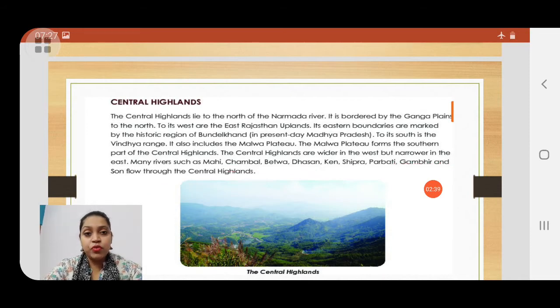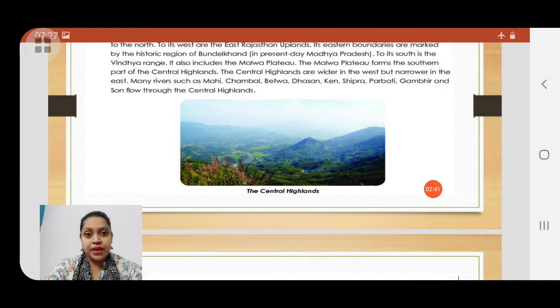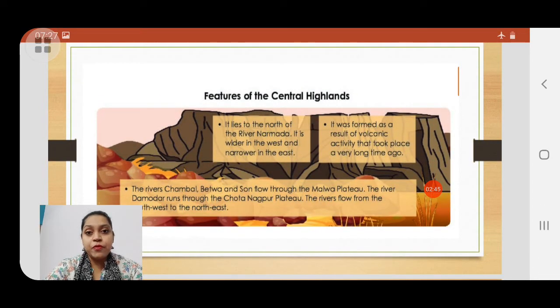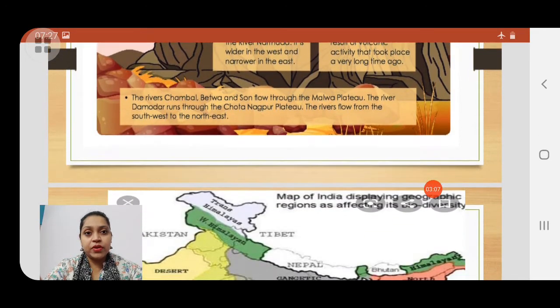Now let's move to our next topic. Our next topic is features of the Central Highlands. What are the features of the Central Highlands? It lies to the north of river Narmada. It is wider in the west and narrower in the east. We all know about it.